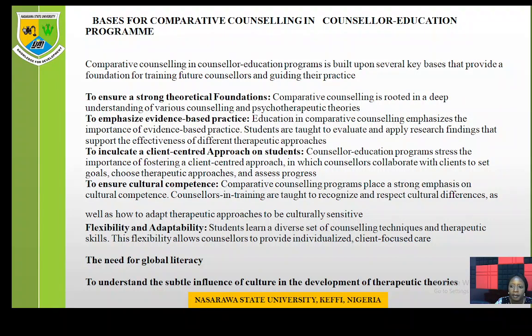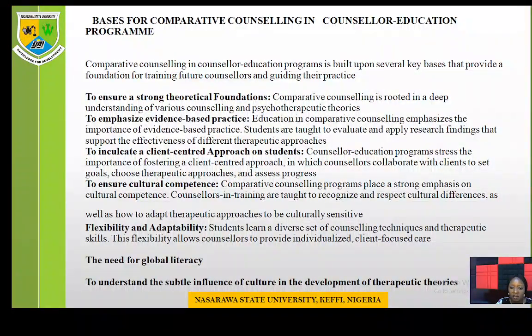Alright, we are back again to continue our lecture, and this afternoon we'll be talking about the basis for comparative counseling in counselor education program.